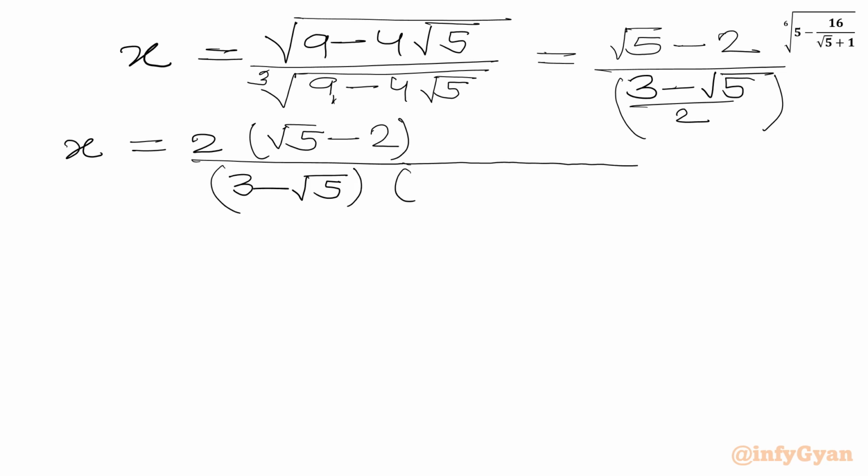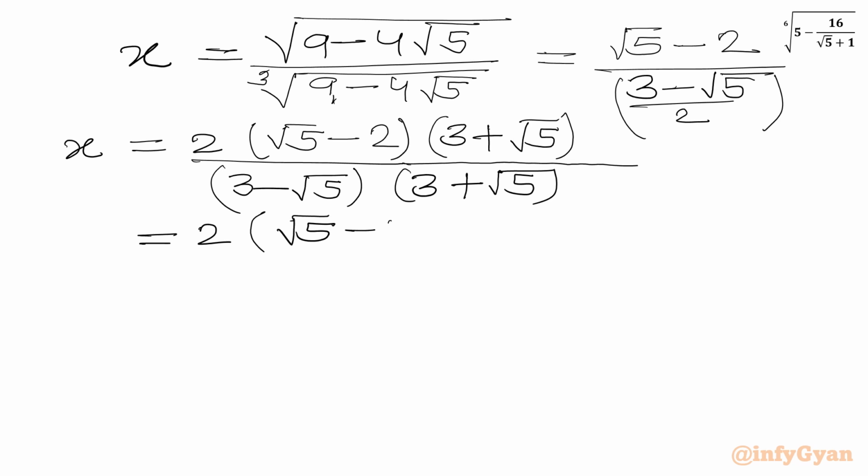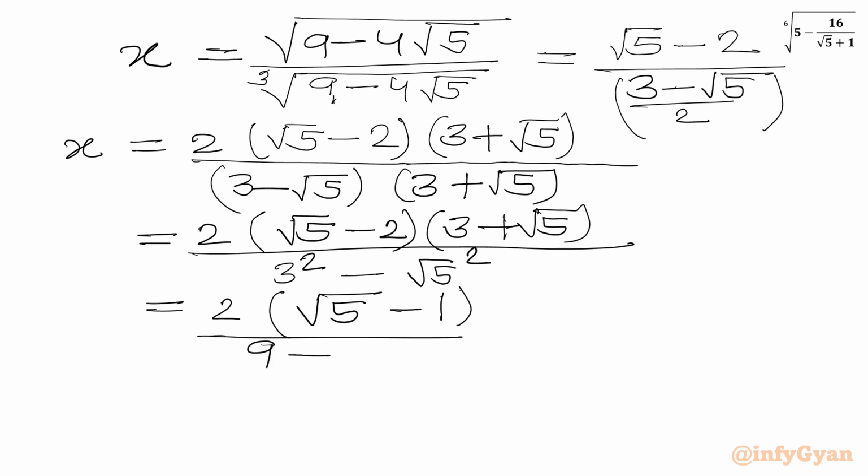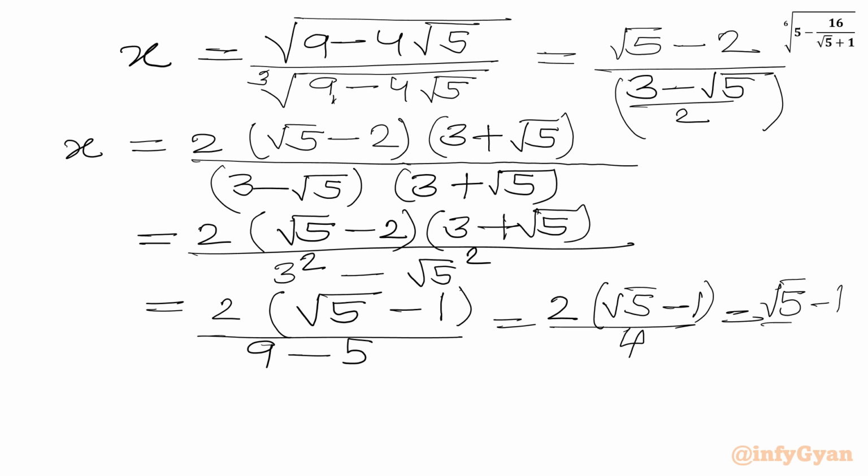Again I will rationalize our denominator, so I will multiply with 3 plus square root 5 in the numerator and denominator. Now I will write 2 times square root 5 minus 2 times 3 plus square root 5 over 3 square minus root 5 square. I can write here 2 times. Let's multiply: 3 square root 5 minus 2 square root 5, so it will be only root 5. Then we are having 5 minus 6, so minus 1, over 9 minus 5. So I will get 2 times square root 5 minus 1 over 4. We will get our answer: square root 5 minus 1 over 2. This is the value of x, our expression.